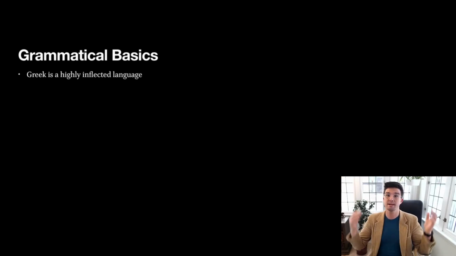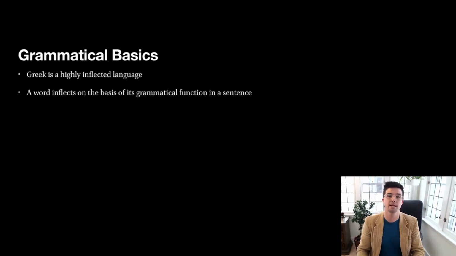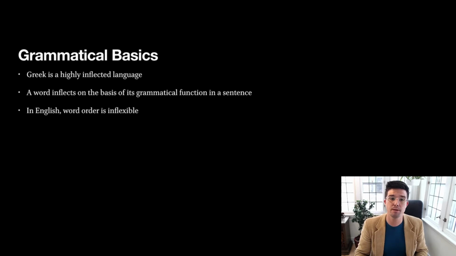Our grammatical basics in the second declension. Greek is a highly inflected language. This means that its forms change on the basis of its grammatical function in a sentence. So a word is going to look different depending on what it is doing in a sentence. We saw this in the last video with respect to verbs, especially with respect to person and number. That person and number of a Greek verb is indicated by its suffixes. And the same is going to be true with nouns. Different Greek nouns are going to look different based on what they are doing in a sentence.